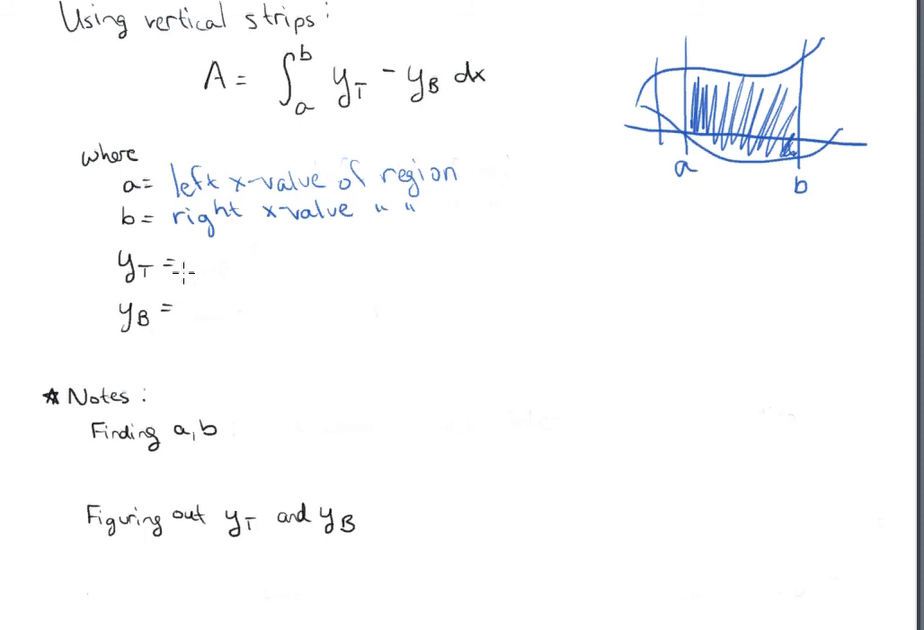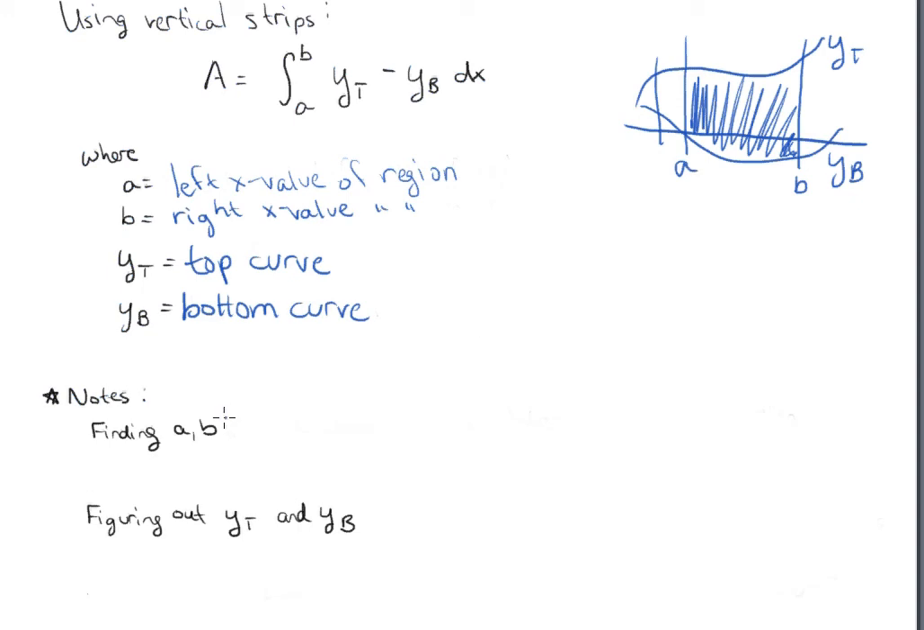Now, what are yt and yb? Well, they're what f and g were. This is to indicate t for top and b for bottom. So our top curve is yt and our bottom curve is yb. And you subtract top minus bottom y value and integrate that from a to b.